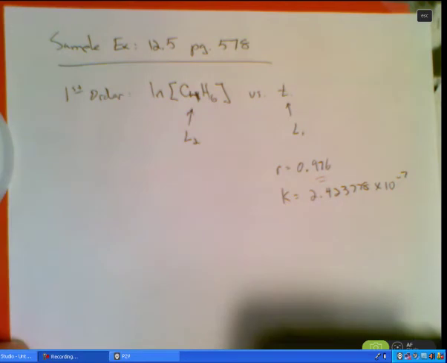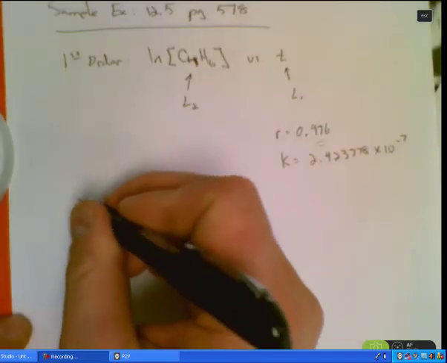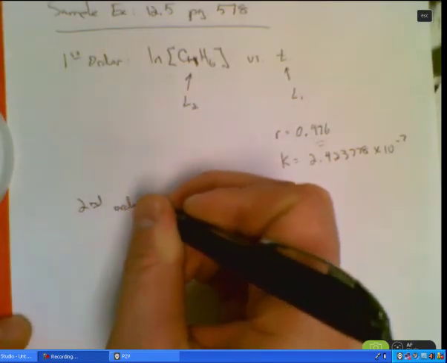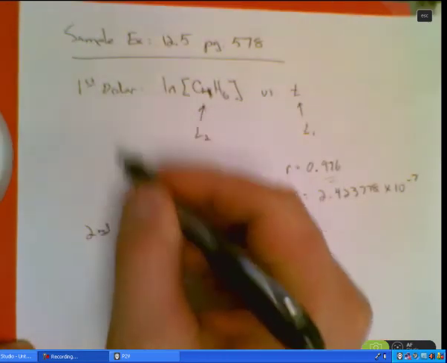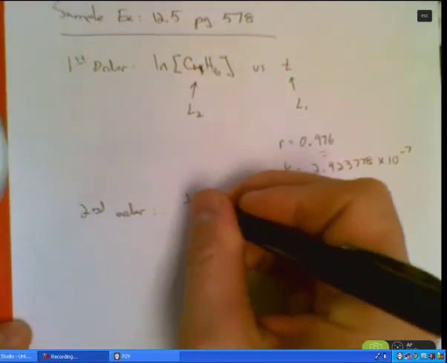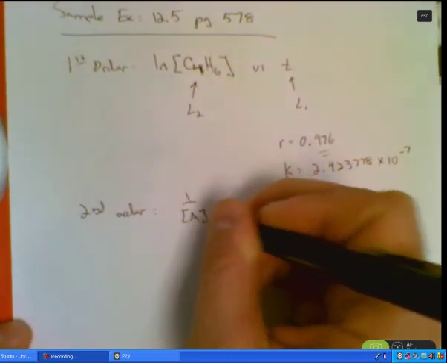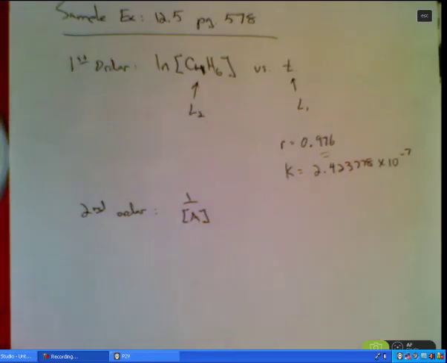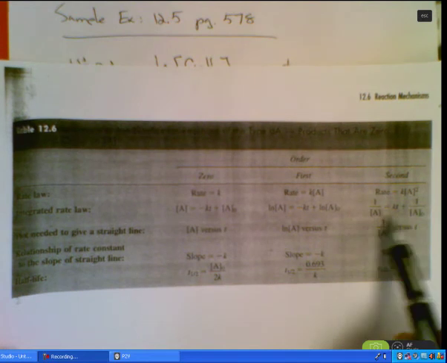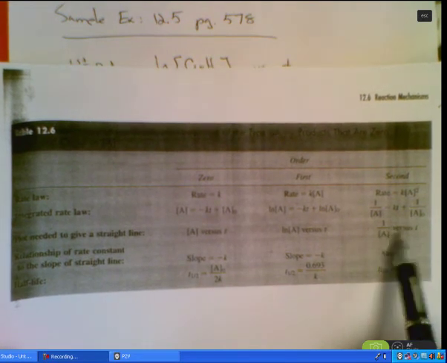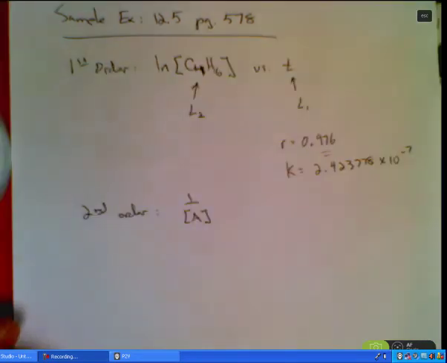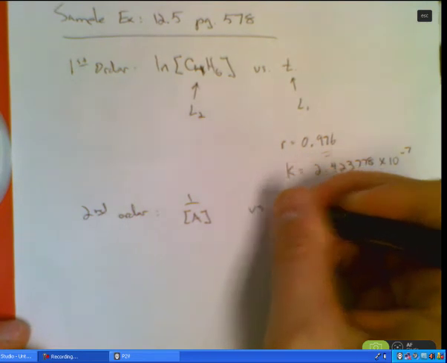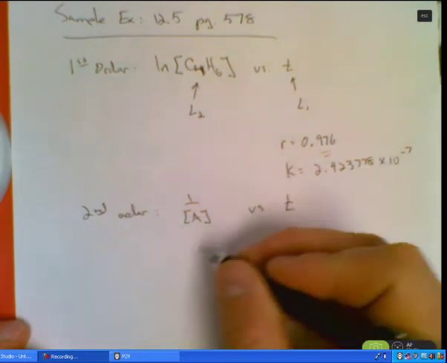So let's write what we're doing down here. So it's second order. We're going to try now because it wanted us to check whether it's first or second. Second order is 1 over the concentration of A. I'm getting this from, just in case you're wondering, right here for second order. Plot needed for a straight line right there. 1 over A versus T. So 1 over A versus T for note's sake.